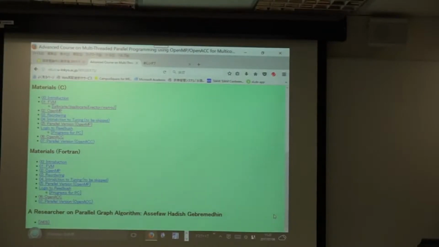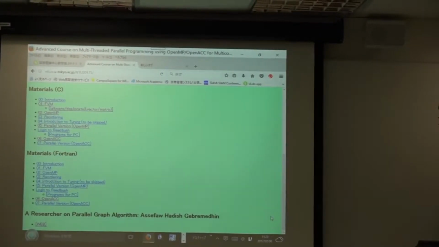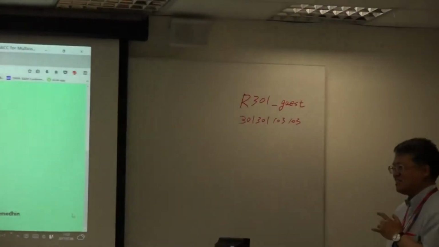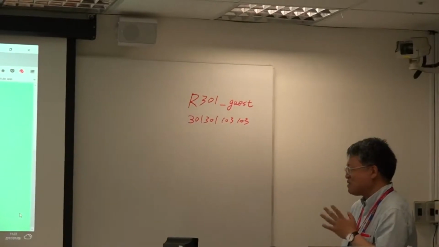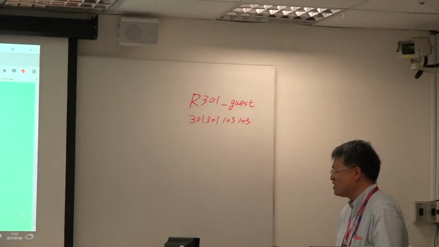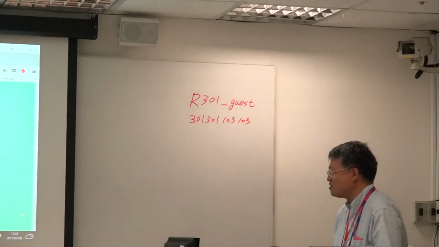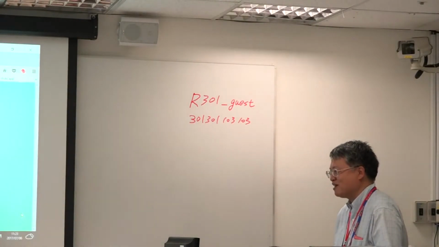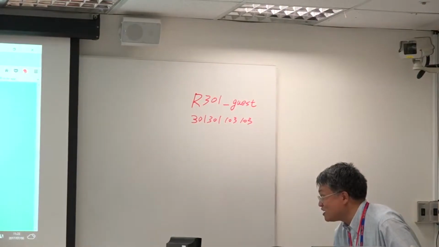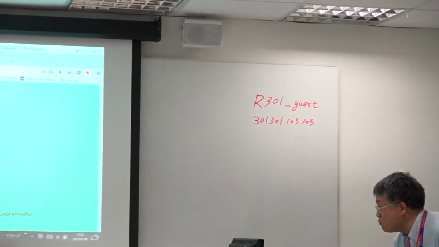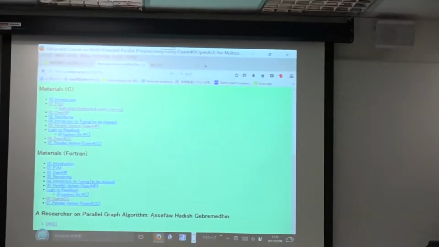By this in such class, participants asked me questions about parallel reordering. As you know, in this class the reordering itself is done by a single CPU in a serial method. But we have some research examples of people doing parallel graph algorithms for parallel reordering. So I just introduce the homepage of such researchers.